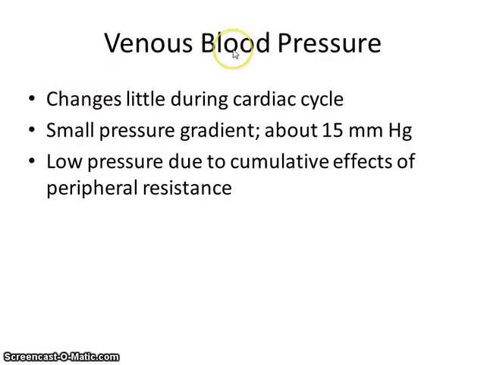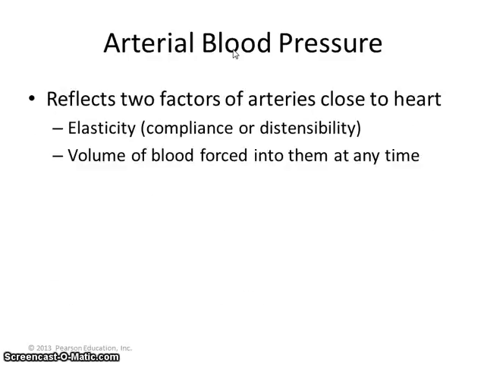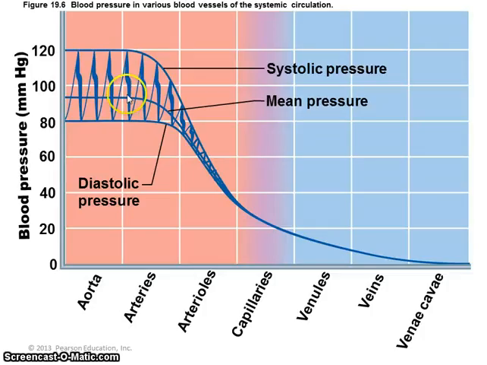Venous pressure, you see very little change throughout your cardiac cycle. So if you look back at this graph, there's a big difference between systolic and diastolic in your early arteries, but once you get to the veins, you can't tell the difference. They're basically the same.